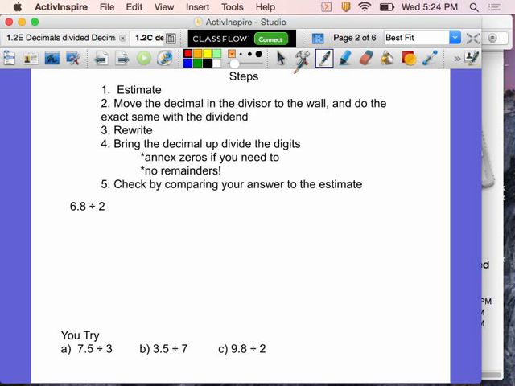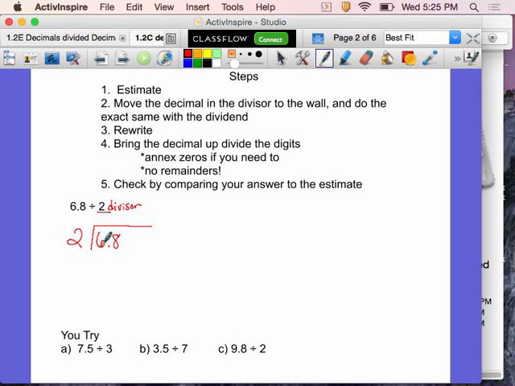So 6 8/10 divided by 2. So 2 groups is what we're going to have when we're done. So I'm going to rewrite this. This is my divisor, and the divisor always goes outside the house. So it's kind of like backwards: 2 divided into 6 8/10.